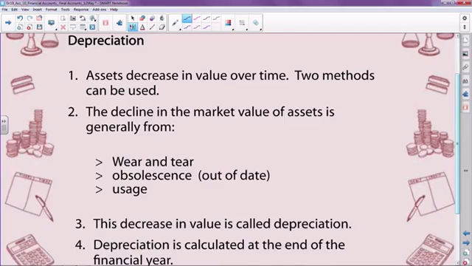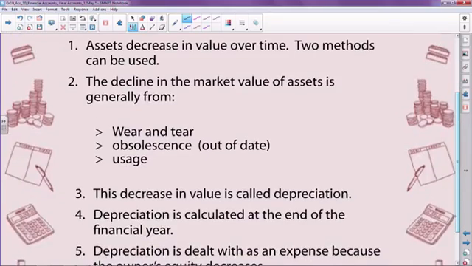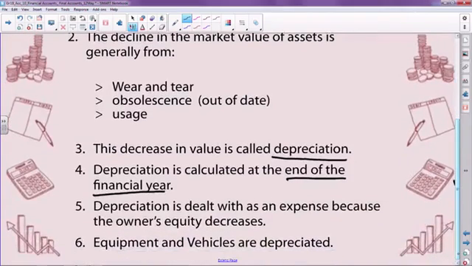Now remember, losing value will be called depreciation. And then depreciation is normally calculated, like I said, at the end of the financial year. And then lastly, depreciation is dealt with as an expense. And why is this an expense? Remember, expenses are not always paid. Now, this is a non-cash expense or imputed expense.